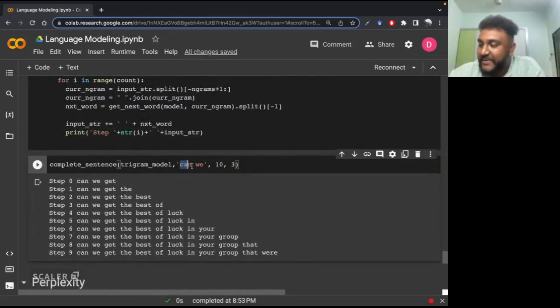So if I start with "can we", let us see the sentence that we get using the trigram model. So: can we get the best of luck in your group that we were, right? Do you guys see that this has stopped making sense? At which step did it stop making sense?